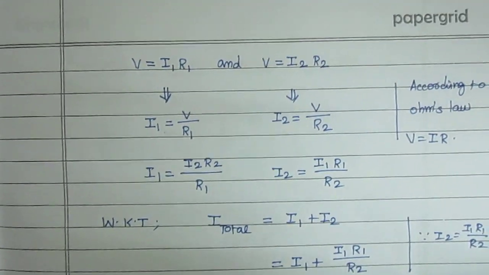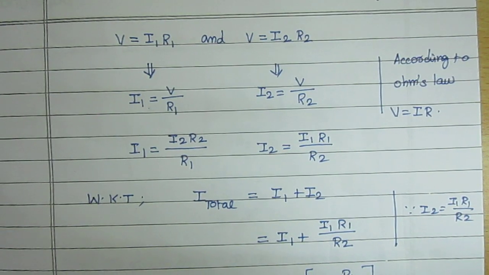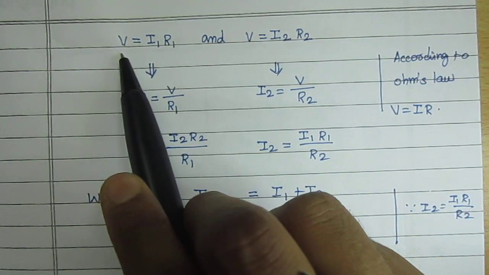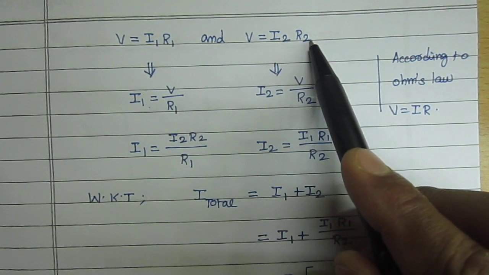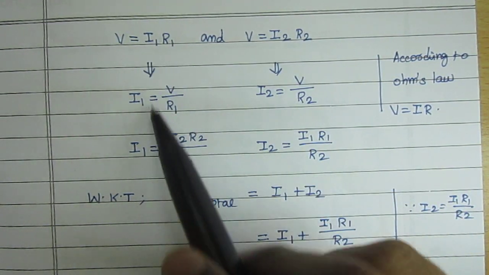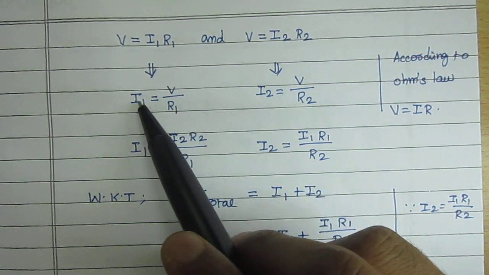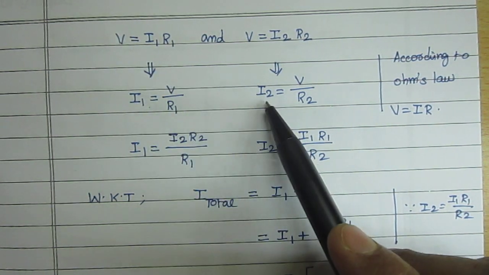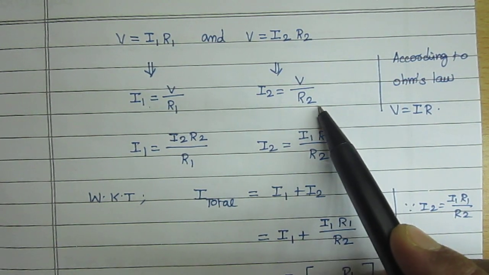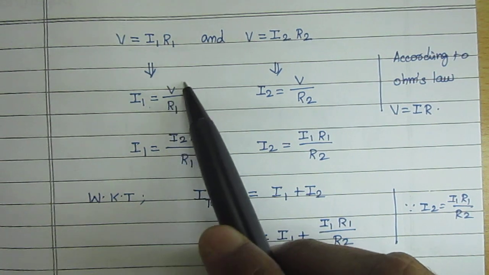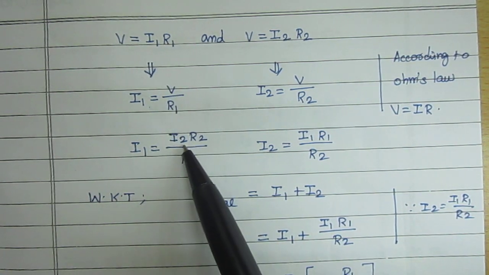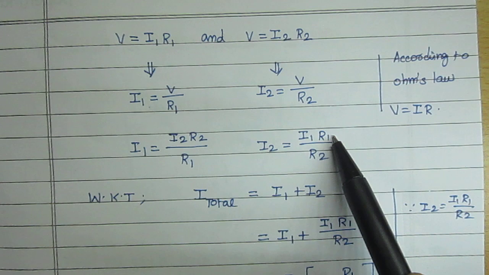Next, we are going to discuss the current divider rule. Here V is equal to I1 R1 and V is equal to I2 R2. So I1 is equal to V by R1, and I2 is equal to V by R2. According to Ohm's law, V is equal to IR, so I am substituting I2 R2 here and I1 R1 there.